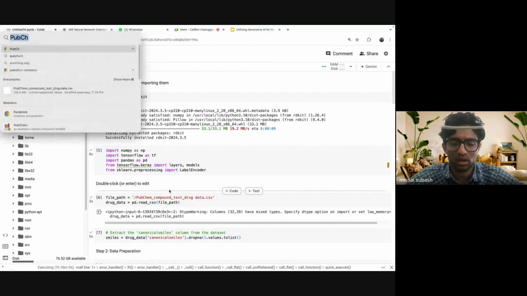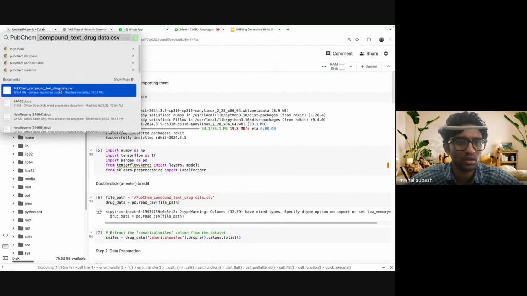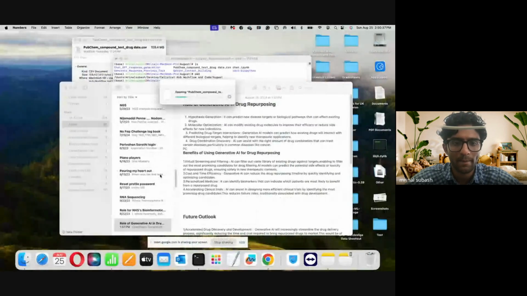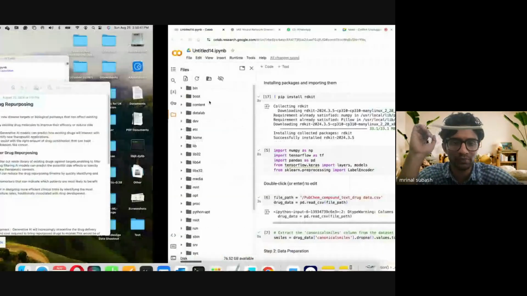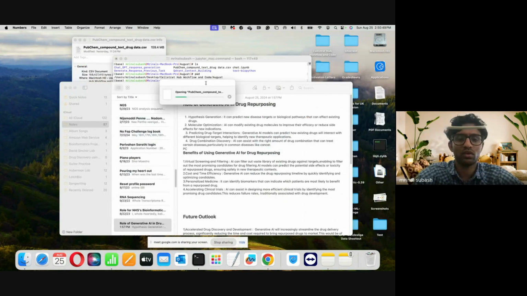So I'm going to load this particular CSV file to show you what is inside the CSV file. Okay, one second.